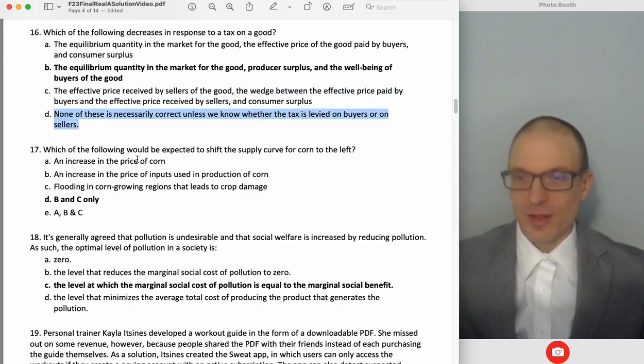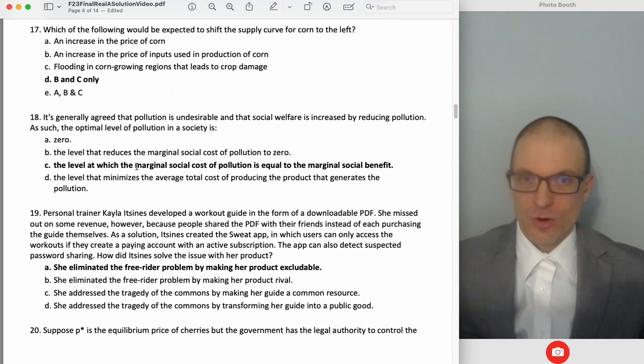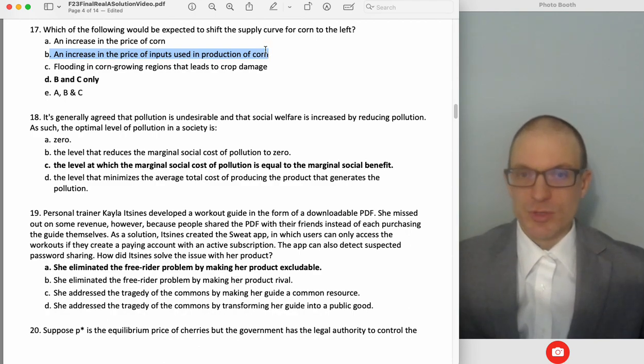No, that's wrong. Which of the following would be expected to shift the supply curve for corn to the left? Increasing the price of corn? Well, that's not going to really affect supply by shifting it. That's going to give us a different quantity supplied. So that's why it's not this one. An increase in the price of inputs used in the production of corn? Sure. Increasing the price of an important input will lead to a decrease in supply. Flooding in corn growing regions leads to crop damage?